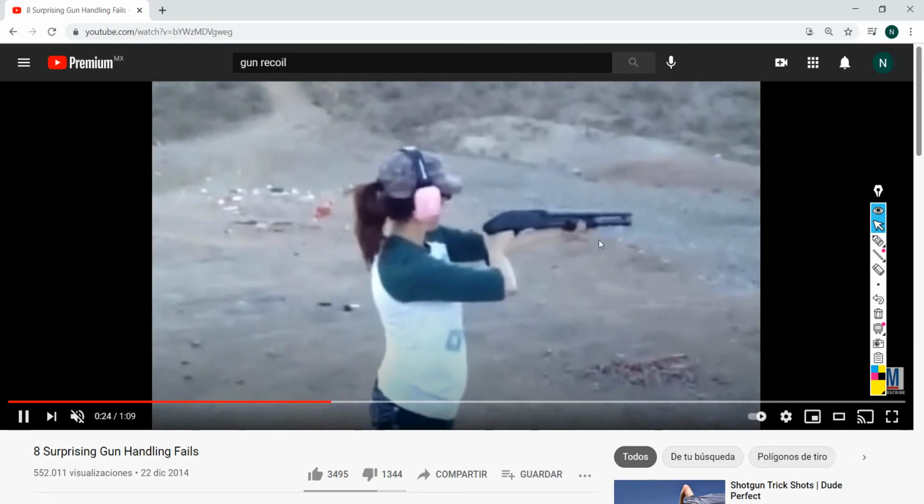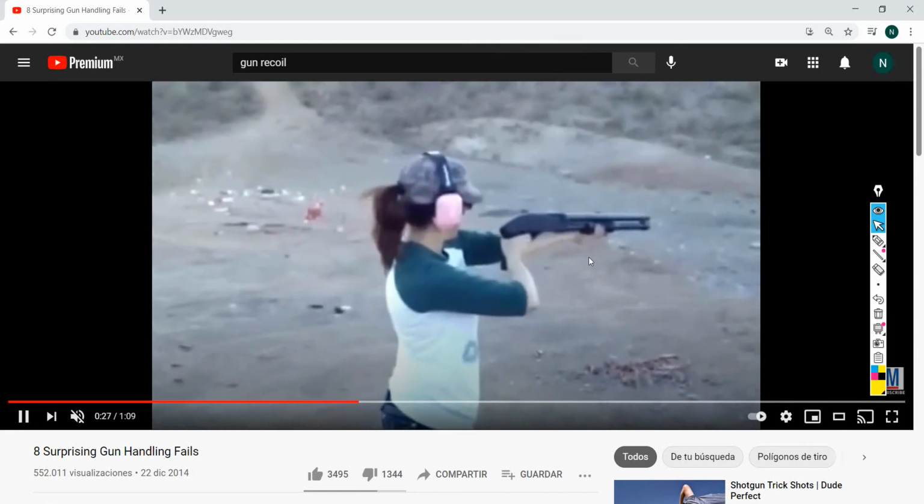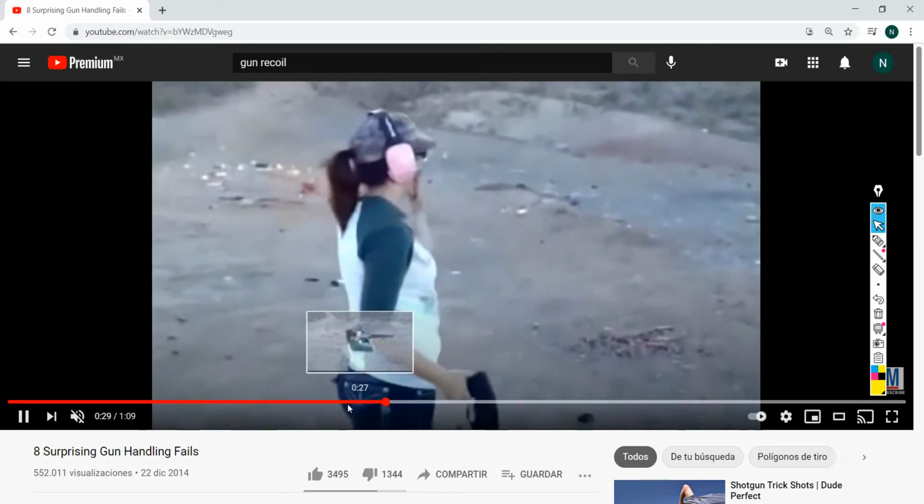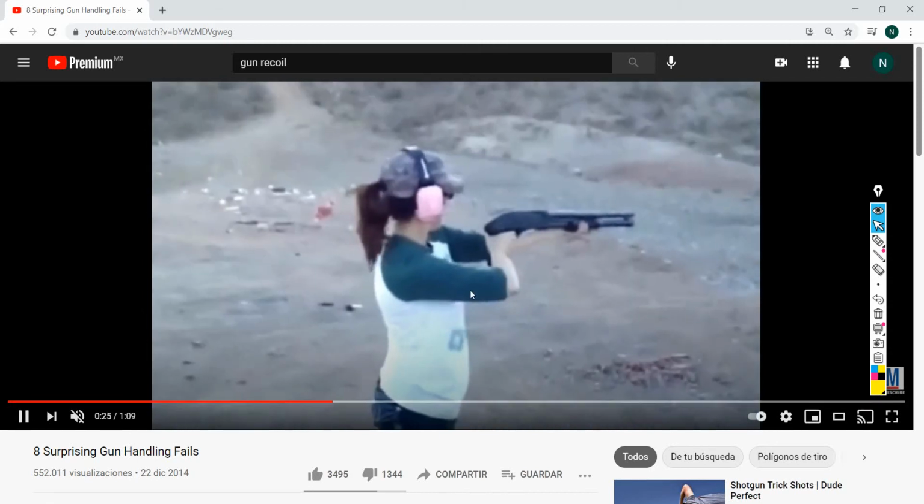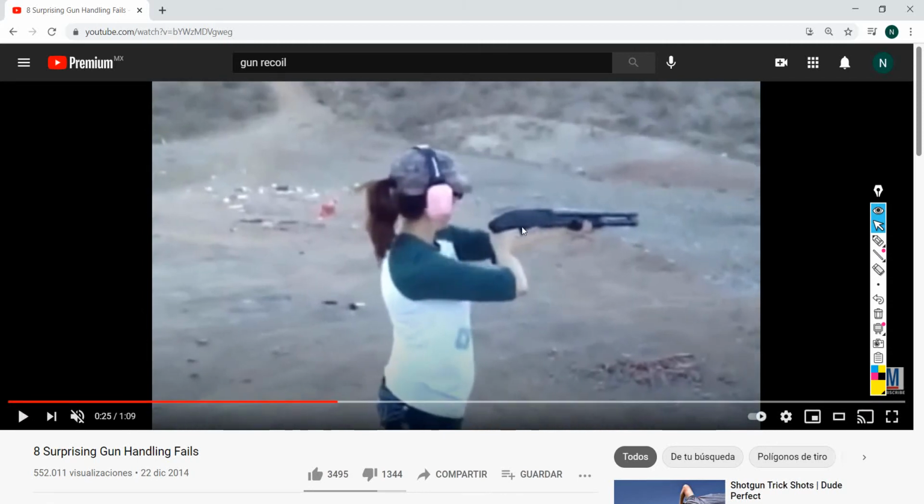Look at this one. This is very common in inexperienced people shooting guns or rifles or whatever. It's very common. What is happening here? In the previous case and in this case and in all of the other cases, what is happening is this, guys.